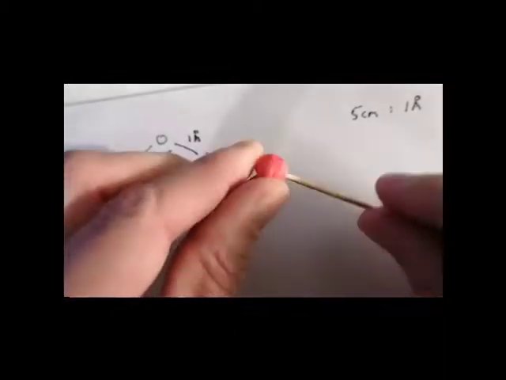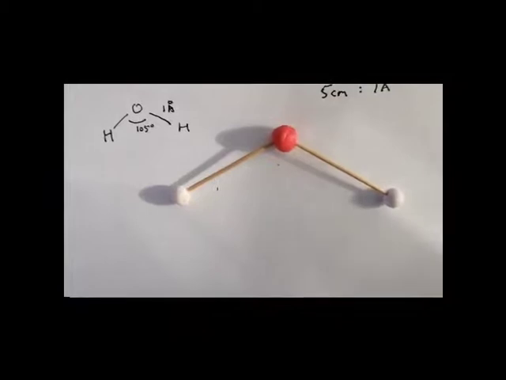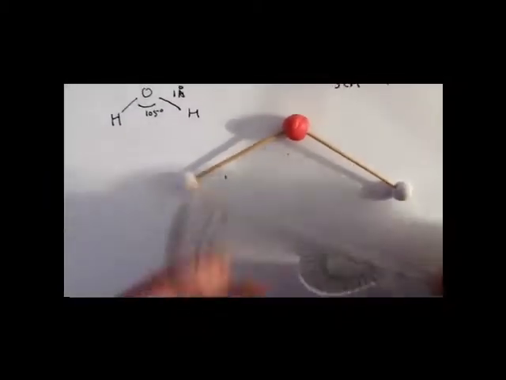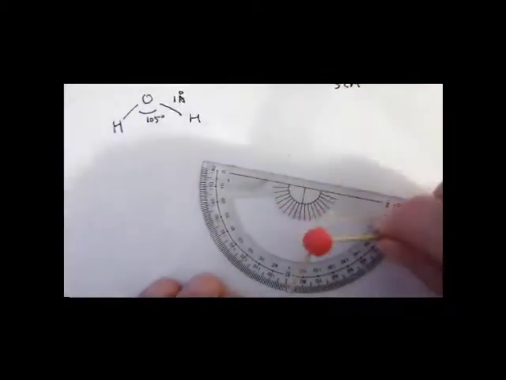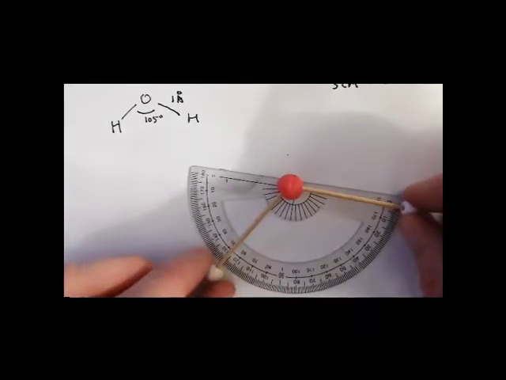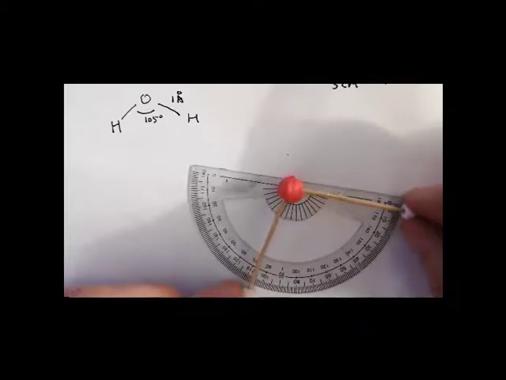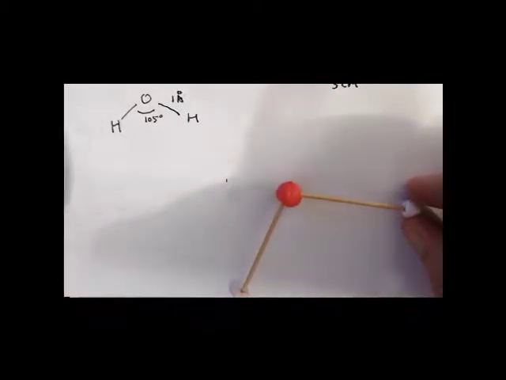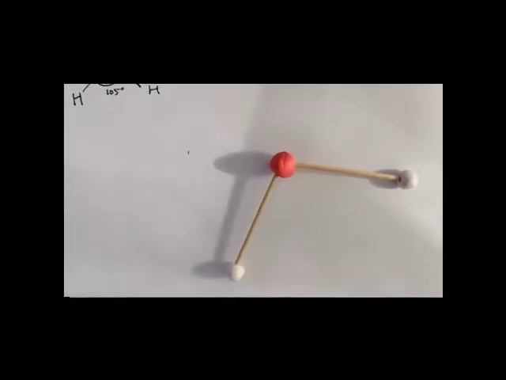and if I can find a protractor, we can then confirm that we have a correct bond angle. So here we go, and the bond angle now is set to 105, and so we have constructed our model. Okay, so we've defined the problem, we've constructed the model.